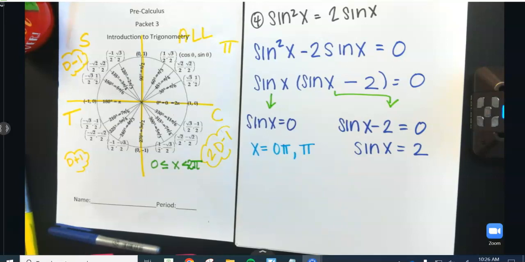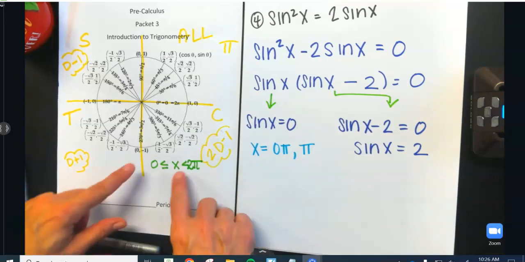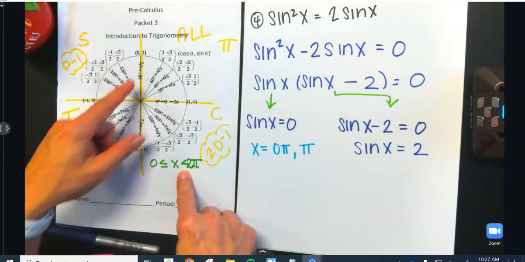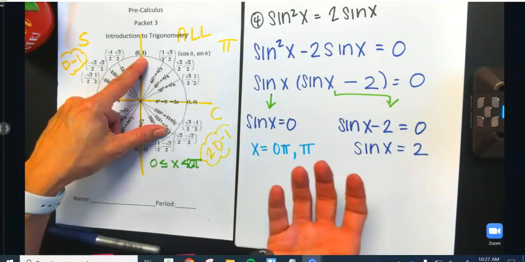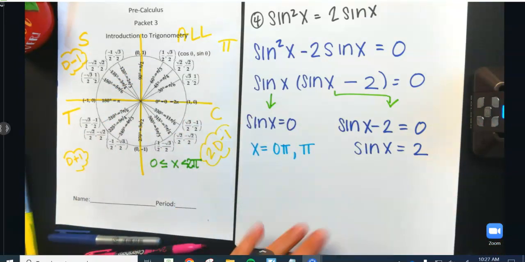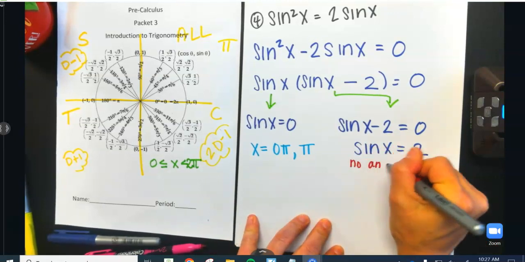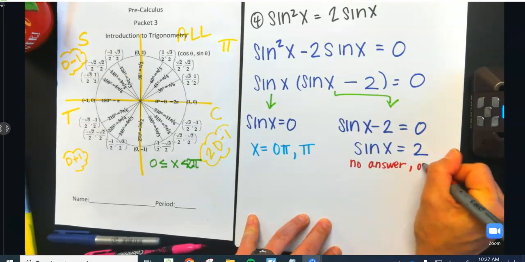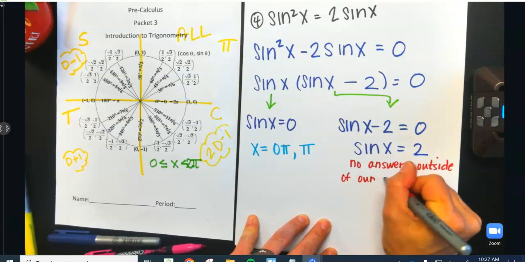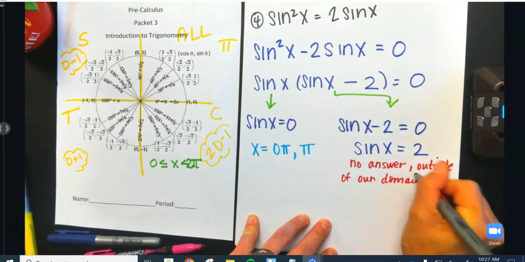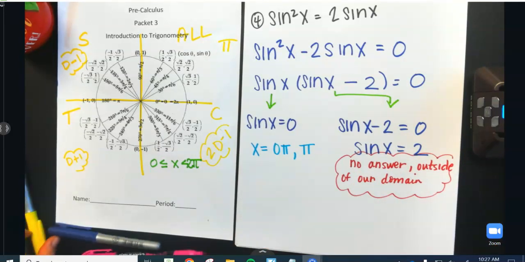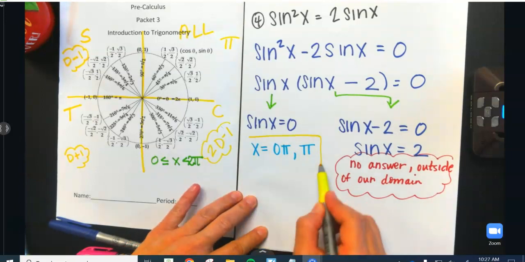All right, all of you guys, where does sine equal 2? Where do we have a y value of 2? Nowhere. Y'all, the highest y value we ever get is a positive 1. So this is beyond the unit circle. Good job. So there's no answer because it's outside of our domain. So our only answer is right here.